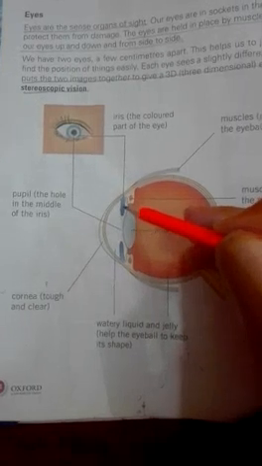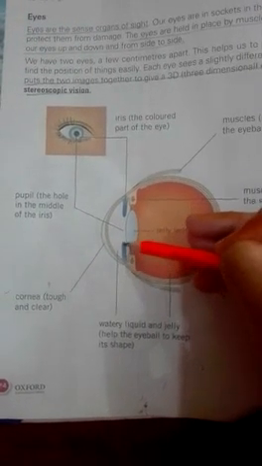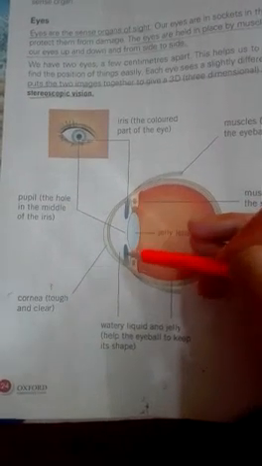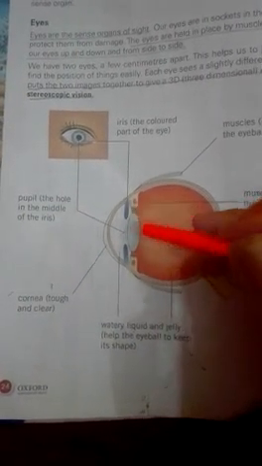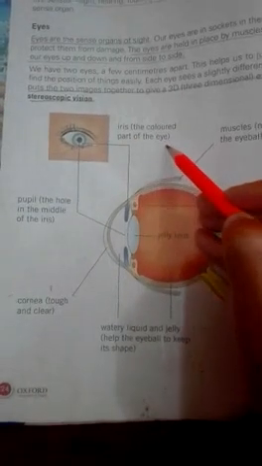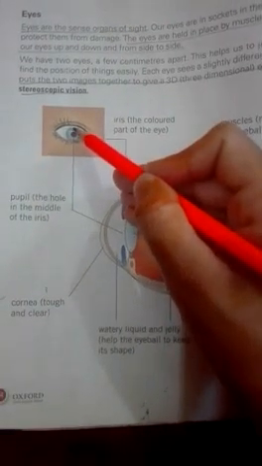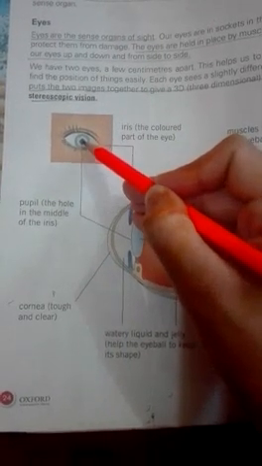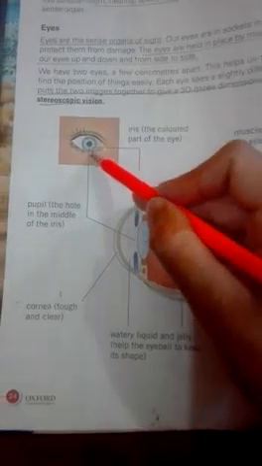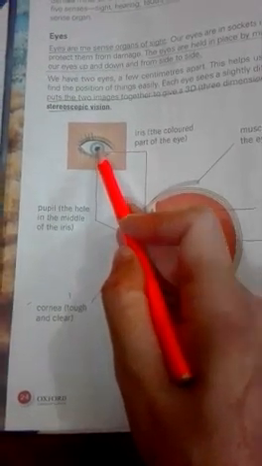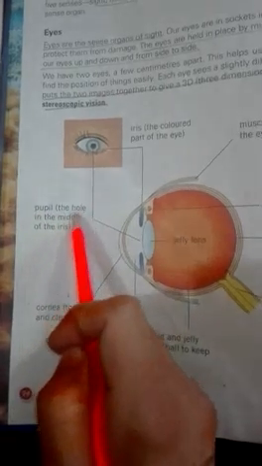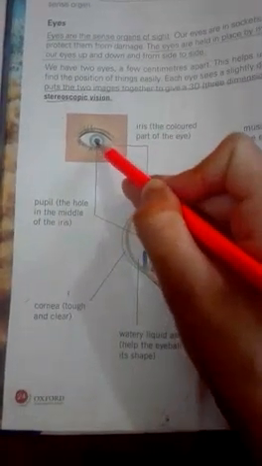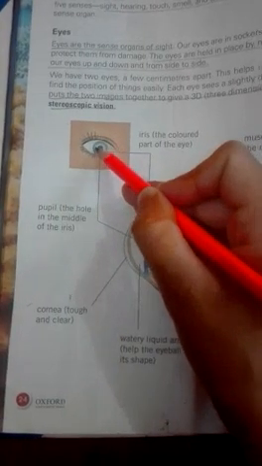Then this is the colored part of the eye, the next layer. It is called the iris. In the center of the iris there is a hole, which is known as the pupil. The pupil is the hole in the middle of the iris. So this is the iris, the colored part, grayish.